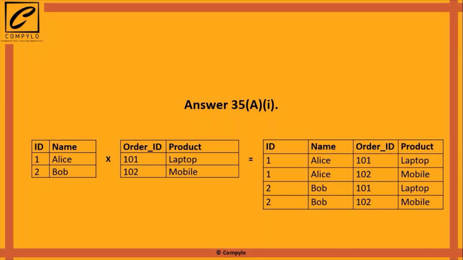If table A has m rows and B has n rows, then Cartesian product returns m cross n rows. Each row in table A pairs with every row in table B. For example, you can see we have table A with customer names, Alice and Bob, and table B with the order ID and product name. So if we perform Cartesian product, we will get an output of 4 rows. However, Cartesian product is usually avoided in large databases as it generates huge result sets, increasing processing time.